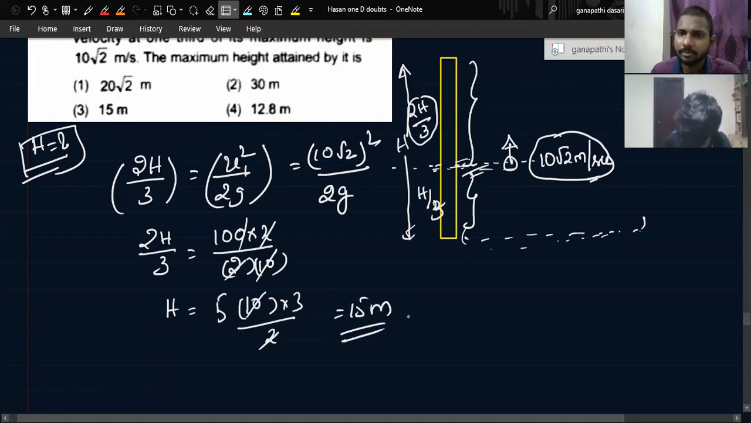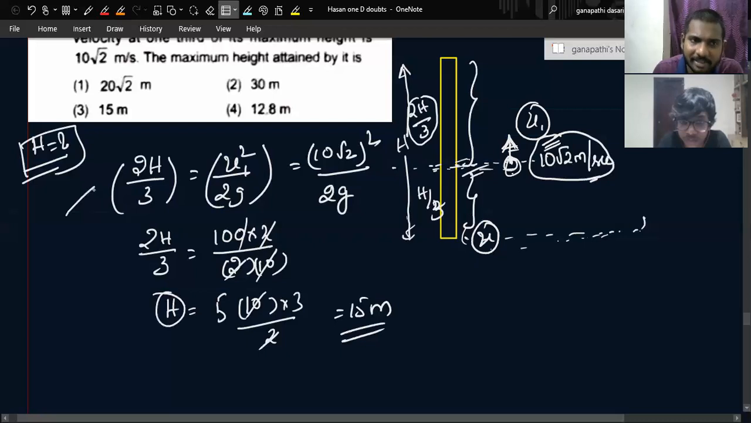Okay. I used a tactical move in this question. I did not try to bring all the variables into the picture. What I thought is, if this is h/3 and this is 2h/3, suppose I throw a ball at this point at 10 root 2 meter per second, the maximum height I will get is 2h/3. So h max, that is 2h/3, is equal to u1 square by 2g. I considered this as u1, not the initial velocity u. So u1 square by 2g, that is 10 root 2 whole square by 2g. I got h directly from this equation.